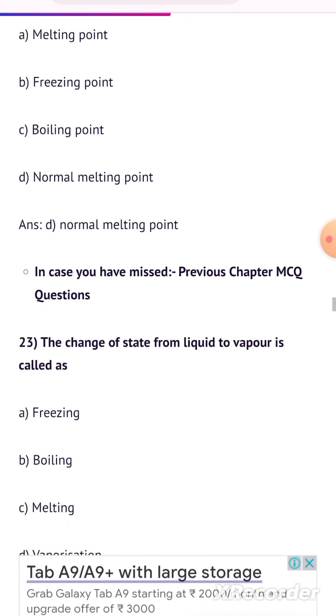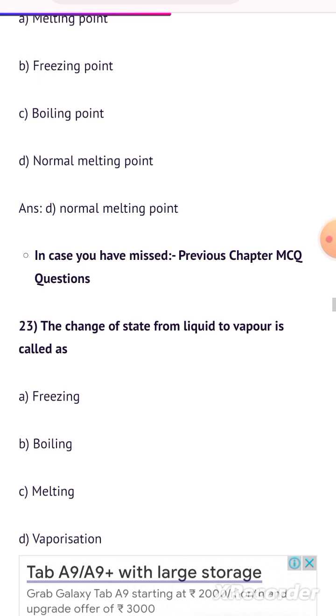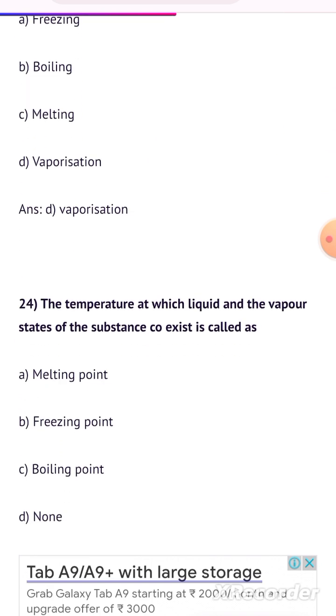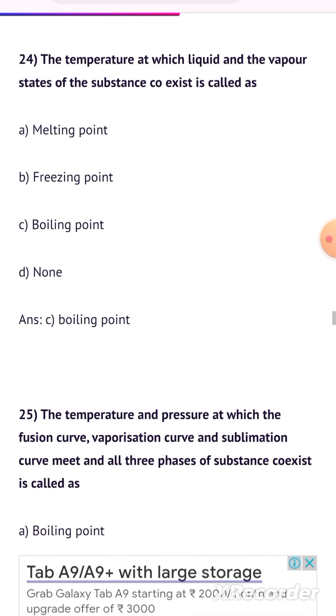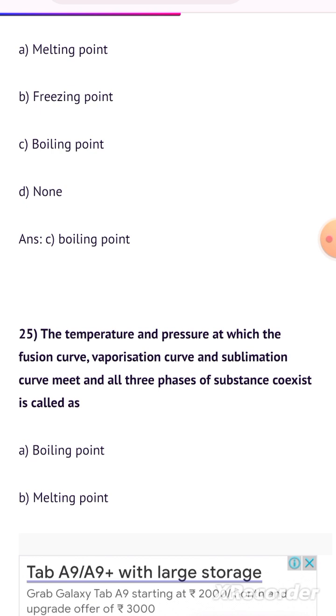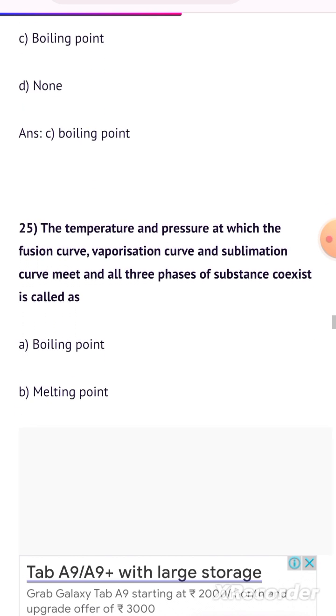Question number 23. The change of state from liquid to vapor is called as freezing, boiling, melting, vaporization. So when a liquid changes to vapor, it is vaporization. 24. The temperature at which liquid and vapor states of a substance coexist is called boiling point. Okay. Last question. The temperature and pressure at which the fusion curve, evaporation curve, and sublimation curve meet, where all three phases of the substance coexist, is called as... So what should this point be called? It's triple point. Thank you.